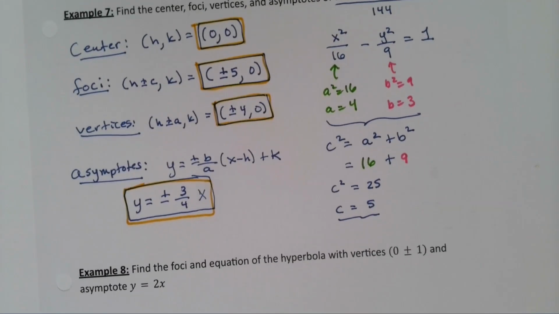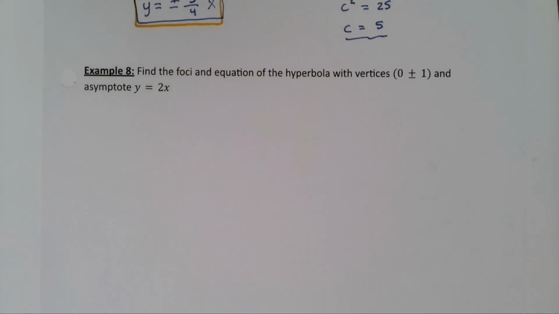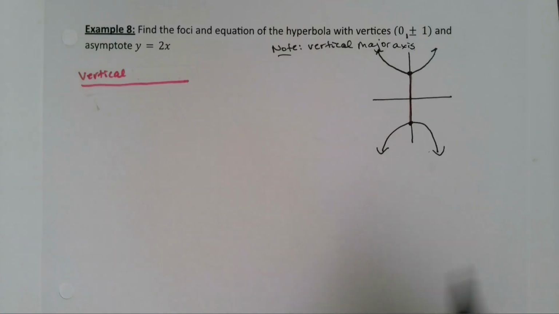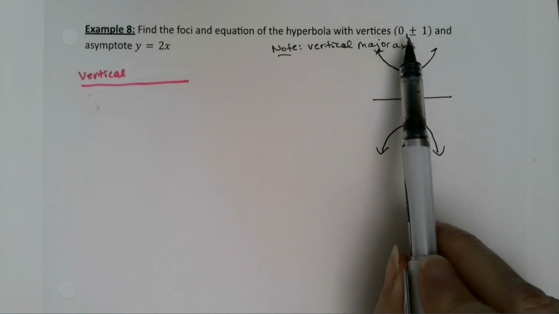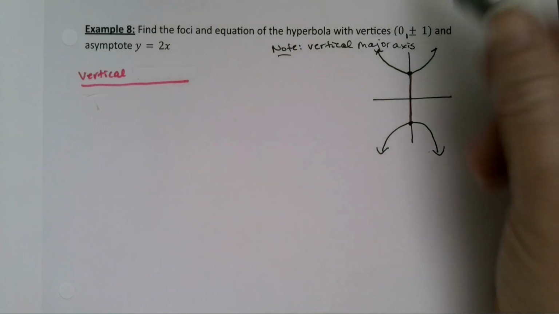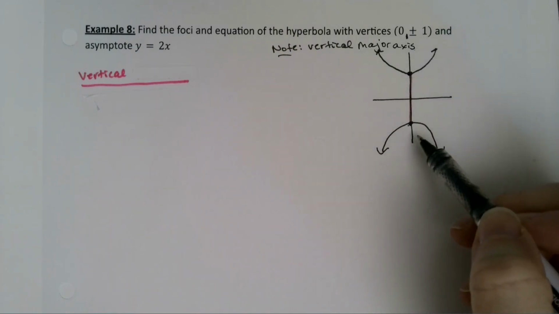All right, let's see if we can go backwards now. So this time we have some indications of what's happening. So we have to find the foci and equation of the hyperbola with vertices 0 plus or minus 1 and asymptote. Sorry, I just realized there's a couple things going on. So this should have been a comma right there. This is a typo. So it should be a comma. So it should be 0 plus 1, 0 minus 1. And then I drew a little picture of that.